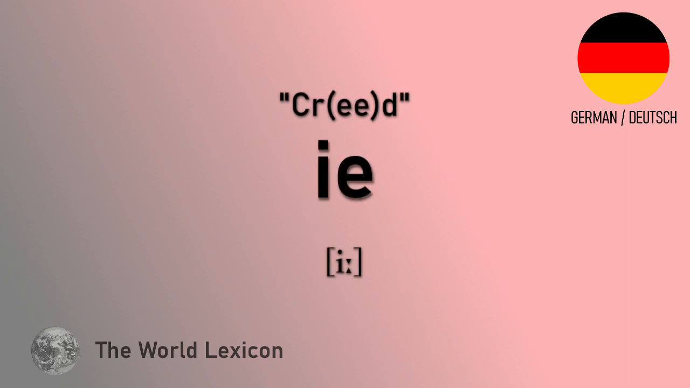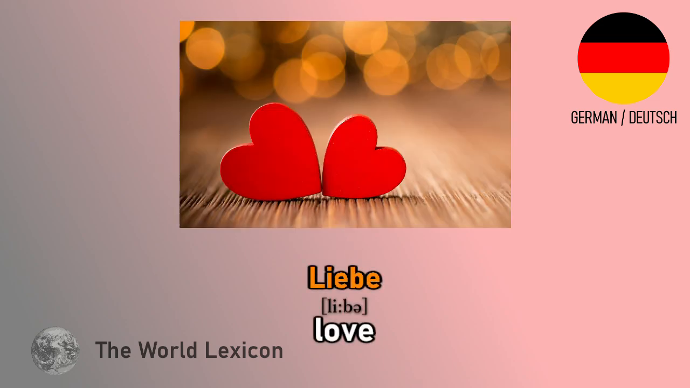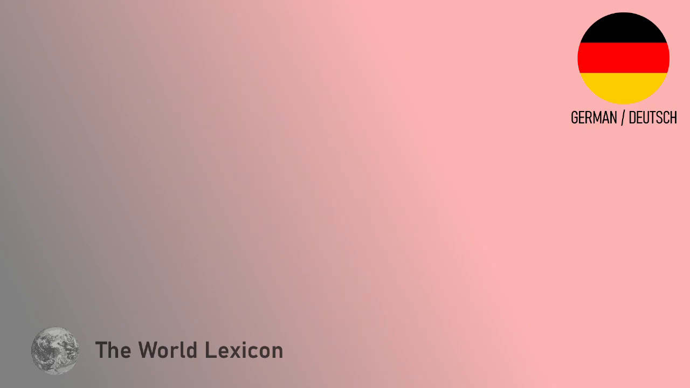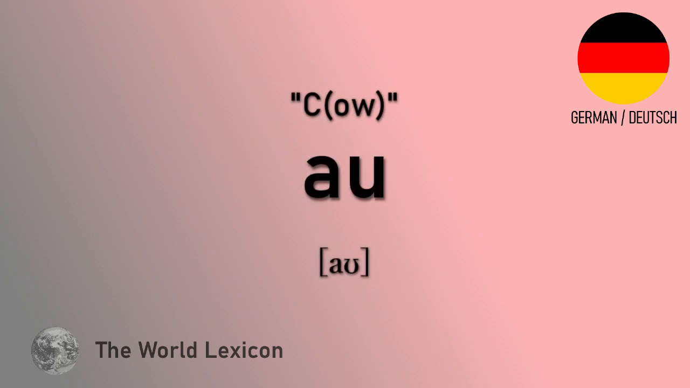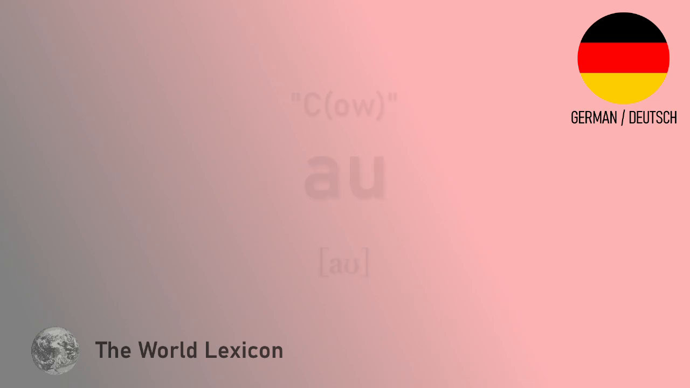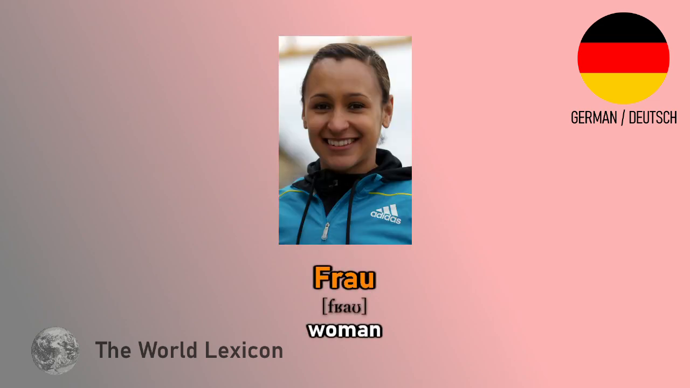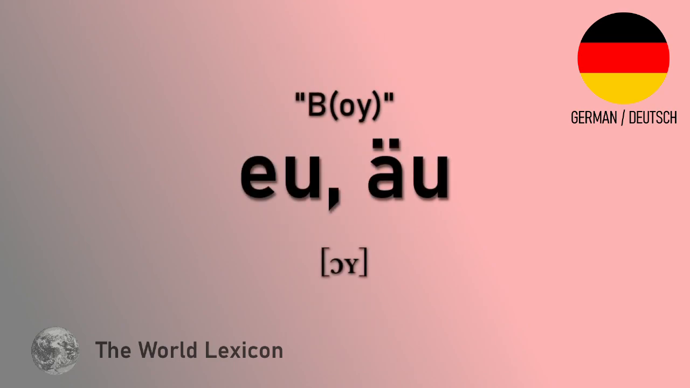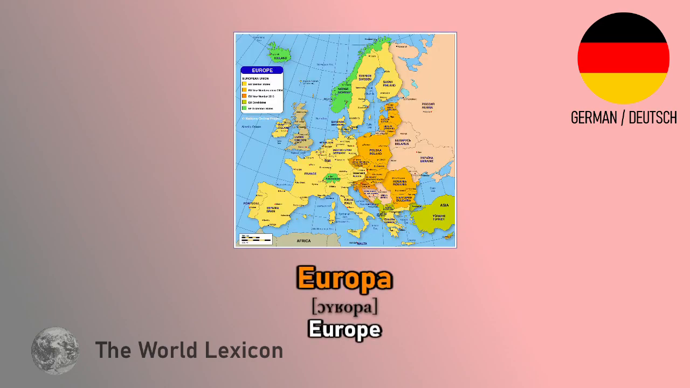IE turns into the double E like in Creed. Liebe. AU becomes like the OW in cow. Frau. EU and AU become like the OY in boy. Europa.